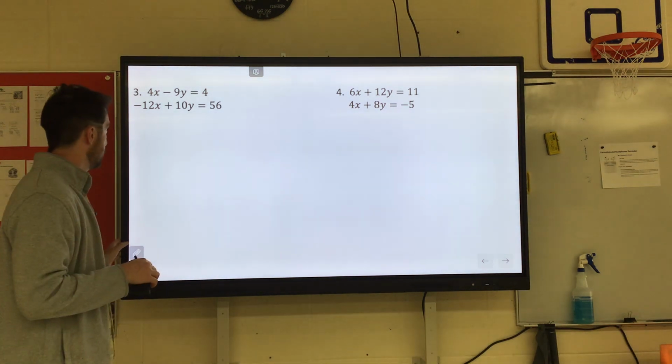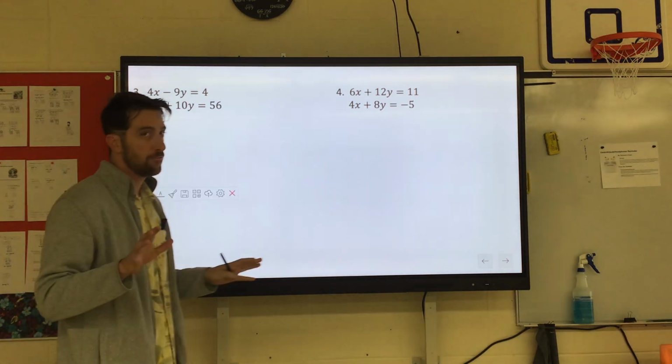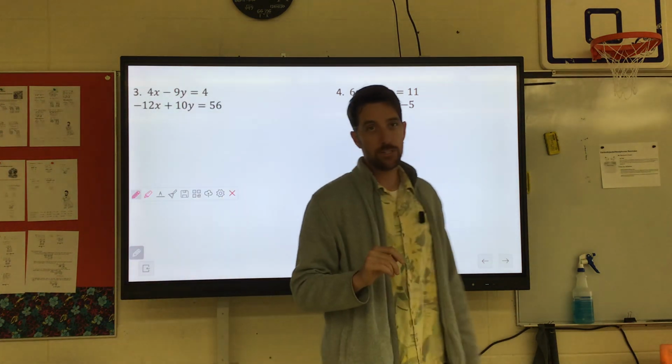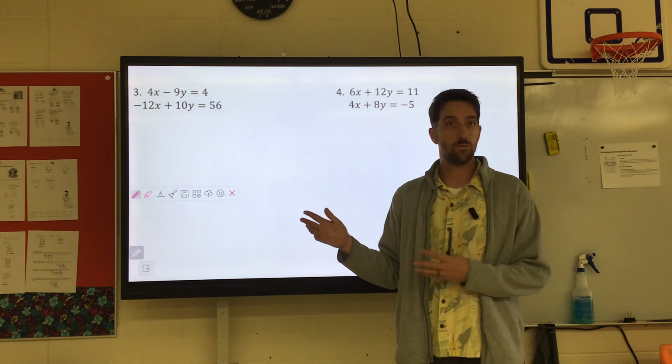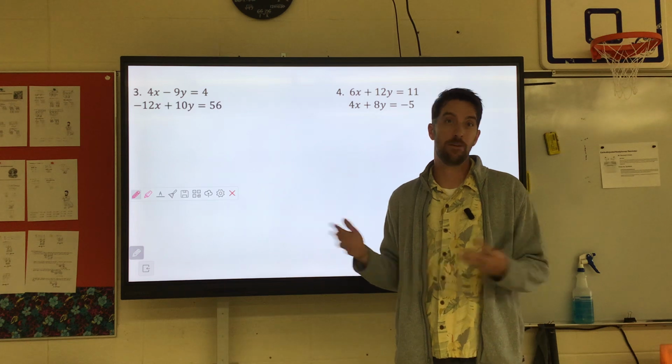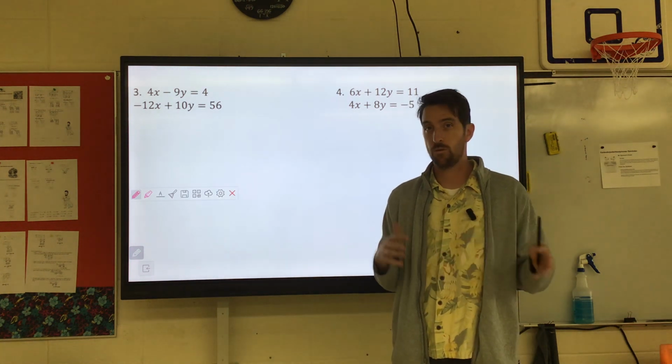If you look at number three, neither one matches up, but we can alter them however we want. We can multiply the whole equation by something to get it to match up. Sometimes you can multiply just one of them. Sometimes you might want to multiply both of them. And it doesn't matter if you get the X's matched up or the Y's.